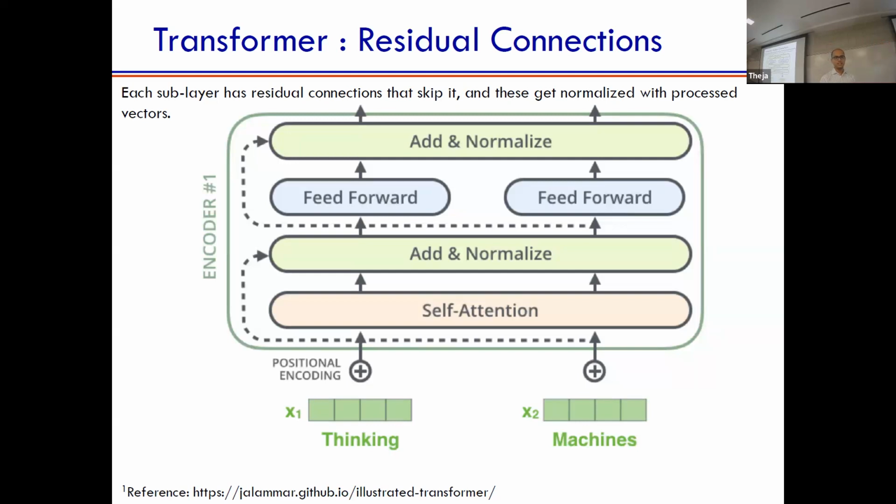So add and normalize is the only missing part left. Any questions about this? So feed forward will also have the parameters.